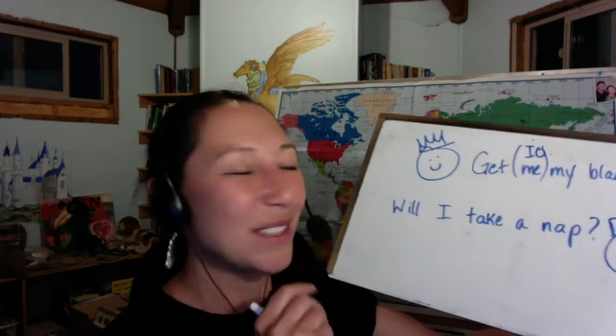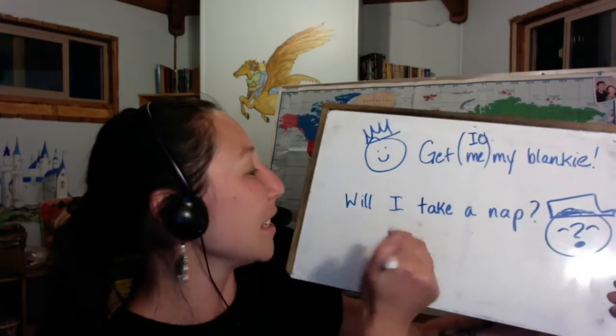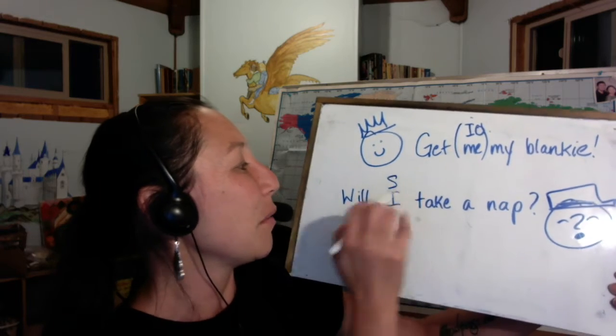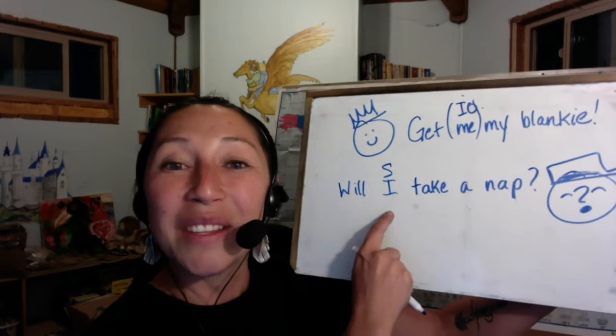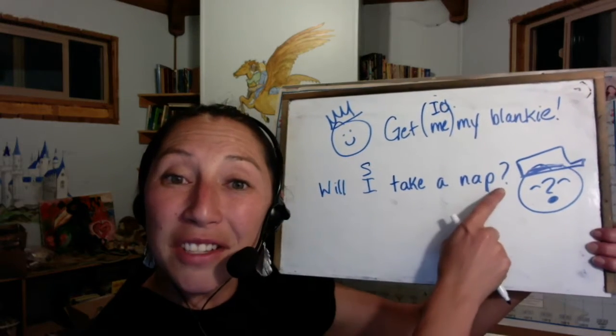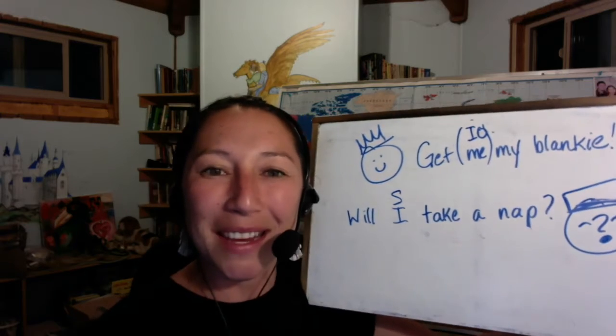The next part is to write an interrogative sentence using I as the subject. Now, usually we're used to writing you as a subject of interrogatives because we're asking you to do things. So remember, interrogatives ask questions, but here's an example where I is the subject. Will I take a nap? I don't know. I probably will. So make sure to ask a question using I as the subject. It could be similar to this, but please make it a little different.